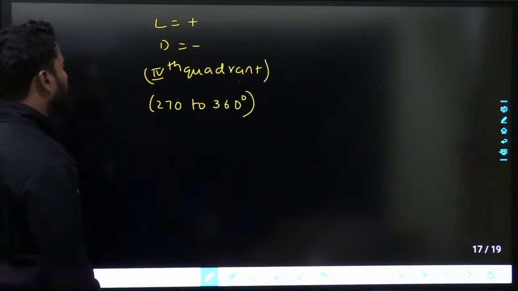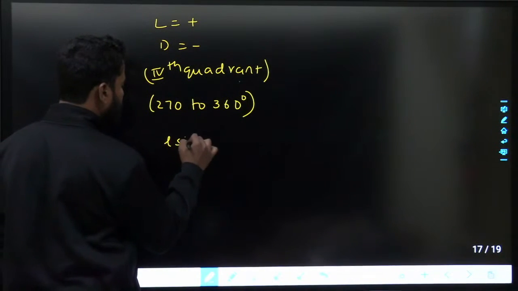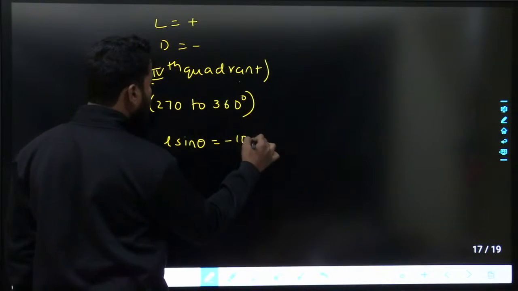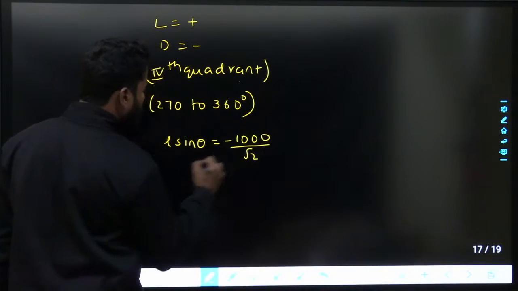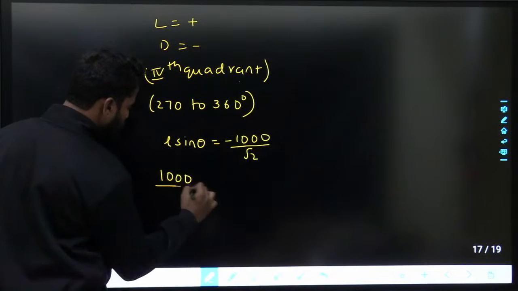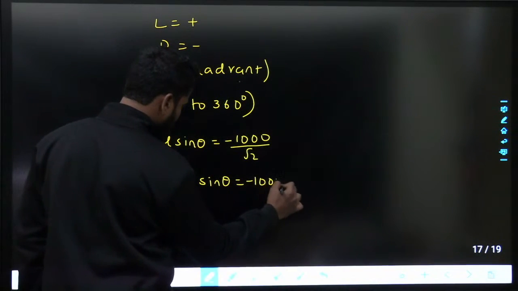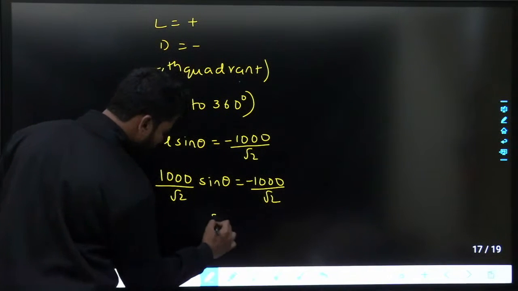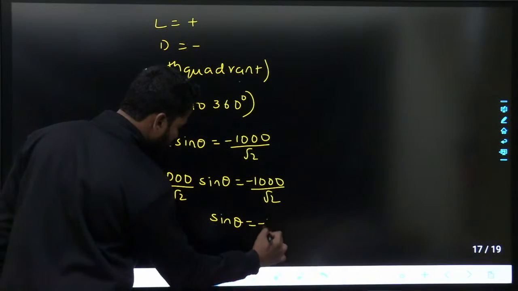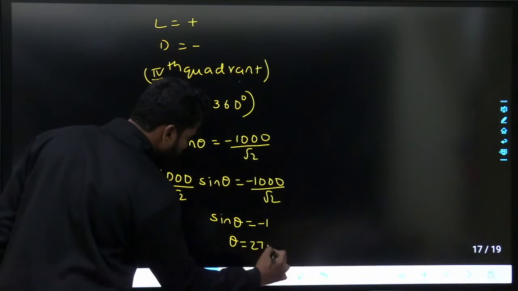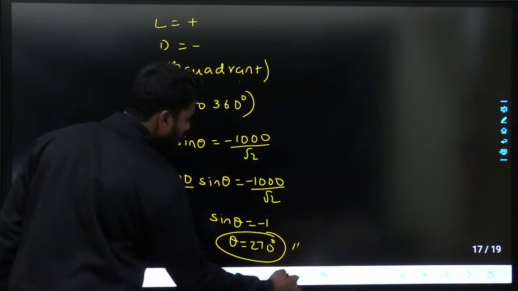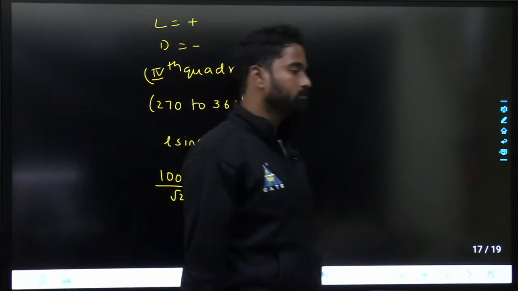Fine. Now L sin theta is equal to minus 1000 by root 2. L, how much you got? 1000 by root 2, sin theta equals minus 1000 by root 2. Sin theta equals minus 1. Theta would be equal to 270 degrees. Simply theta equals 270 degrees.